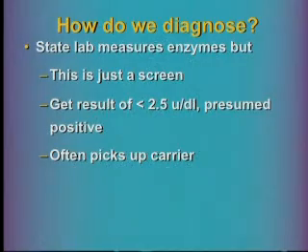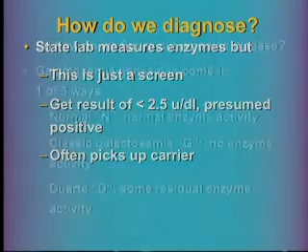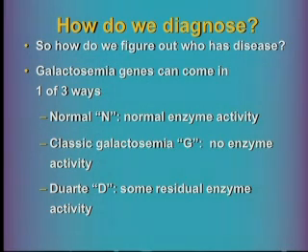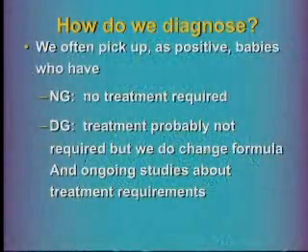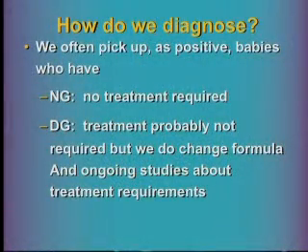So we get a result of less than 2.5, which is a presumed positive. So how do we figure out who has the disease? Well, the galactosemia gene can come in 3 ways. You can get a normal copy, which has a normal amount of activity. You can get a galactosemia copy, which makes no enzyme, so 0. Or you can get this thing called Duarte. So in normal, you get 50% from each copy. With a Duarte copy of the gene, you get 25%. So if you've got 1 Duarte and 1 galactosemia, you've got 25% of normal activity. And those are the kids that sort of get picked up by the enzyme activity. And we don't treat those. I'm not going to go into that right now.